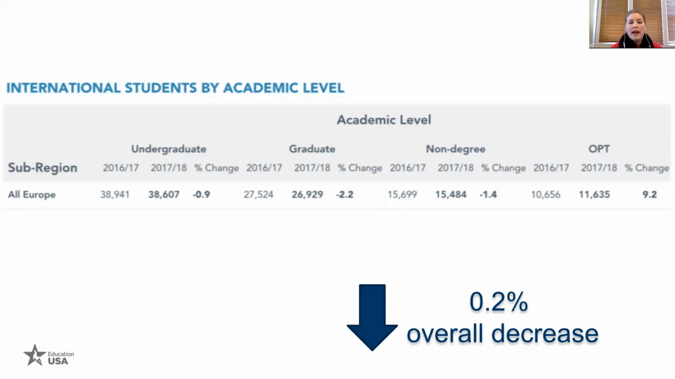So in terms of our numbers from the last Open Doors report, we saw a very, very slight decrease of students from our region studying in the US. So overall, just a 0.2% decrease in the number of students from Europe and Eurasia on US campuses. And as you can see from this chart, the degrees of decrease are going to be different for each section. For the undergraduate students, we saw a 0.9% decrease overall, and a much higher 2.2% decrease from our graduate students. We did see an increase in students interested in OPT programs for the region, and we'll talk a little bit more about how you can talk about those with potential students as you recruit in our region.